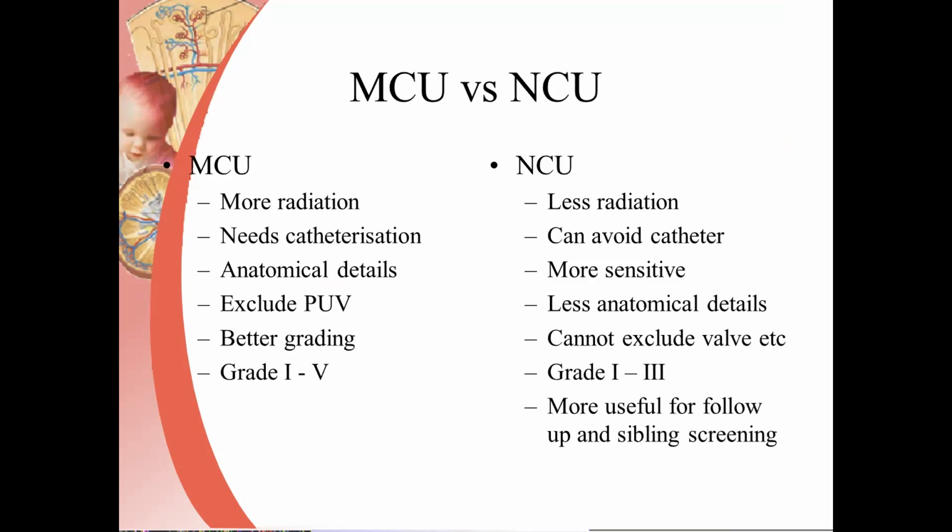Now coming to the two investigations which I mentioned earlier, between VCUG or MCU and a nuclear cystogram, an MCU has got more radiation, needs catheterization. So these are the advantages here for the nuclear cystogram: no radiation, less radiation, can avoid a catheter. However, MCU gives excellent anatomical details. Exclude a posterior urethral valve.